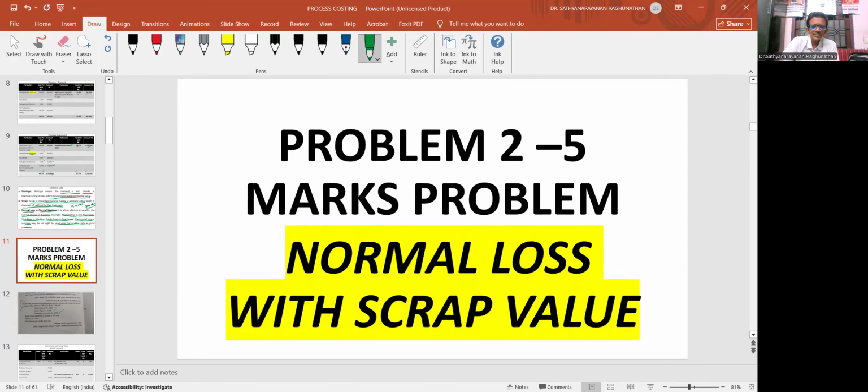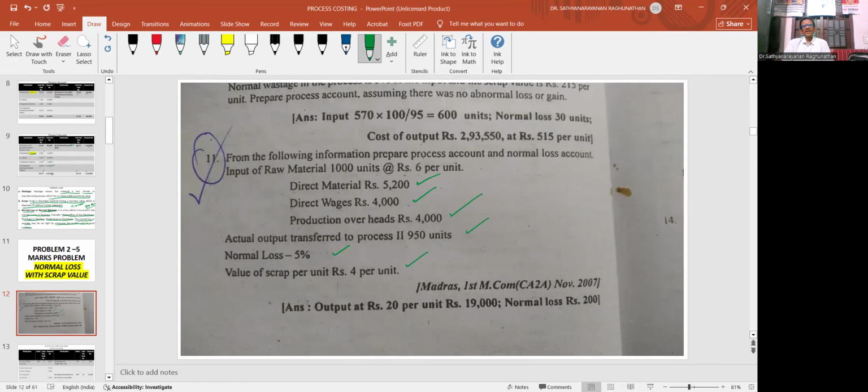Okay. This is the standard 5 marks problem you can expect in the examination. Problems like this you can expect in the examination. Before proceeding with the solution, read the question twice or thrice. Then only you can get the proper understanding about the question. That is very, very important.